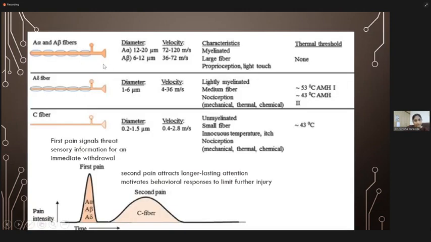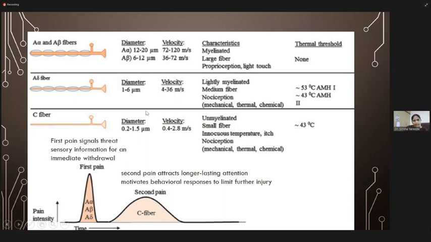The A alpha and the A beta are the fastest conducting fibers because of the abundance of the myelin in them. They transmit the impulses at a very high speed, normally more than 36 meters per second. Whereas these small fibers, the lesser the myelin, the lesser the speed. Therefore, the C fibers conduct at 0.4 to 2.8 meters per second, whereas the A delta fibers conduct at 4 to 36 meters per second.